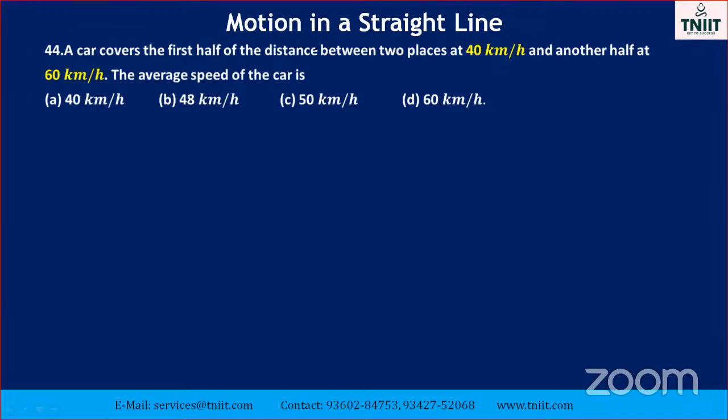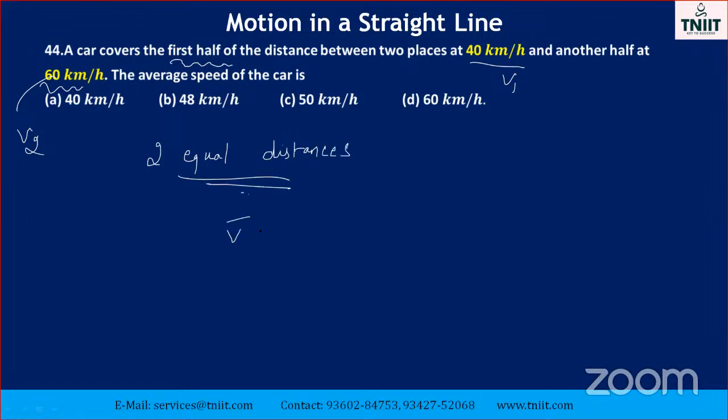I hope you can do this, because the first half is covering with what speed? 40 kilometer per hour. The other half is traveling with what speed? 60 kilometer per hour. Since it is two equal distances, its average speed is given by the formula 2v1 v2 by v1 plus v2.